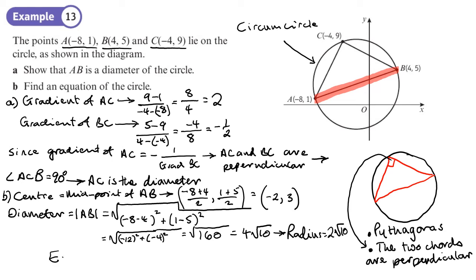So the equation of this circle is going to be x. Now remember, it needs to be minus. So x minus -2, which becomes x plus 2 squared, plus y minus 3 squared, and it's going to be 2 root 10 squared. Let's work out what that is, and we get 40. So there's the full equation of our circle.